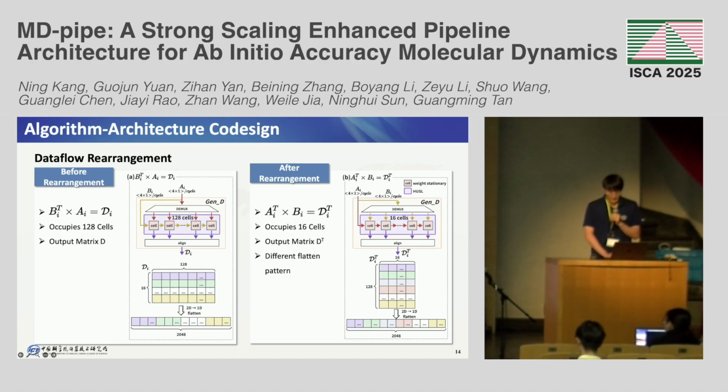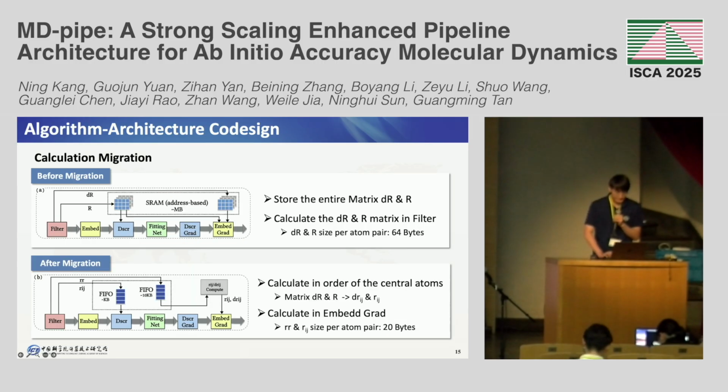Since the subsequent models flatten the matrix D from a 2-dimension matrix into a vector, we ensure the consistency in the results by adjusting the parameter order in FitNet. In this way, there is no need to transpose the matrix. Lastly is the calculation migration.